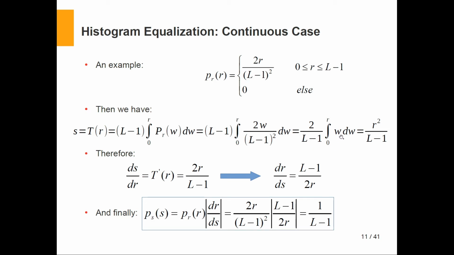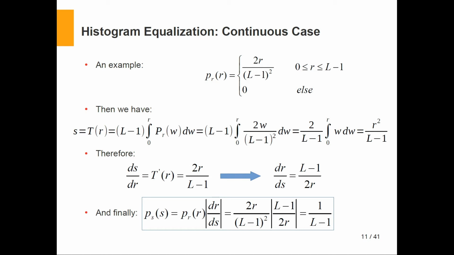So now if we compute the integral of W dW, it's going to be W squared over 2. So if I replace the value of R in that equation, I get R squared over 2. And then if I replace W with 0, I get 0. So after all the calculation, this is the transformation function that we will have, R squared over L minus 1.